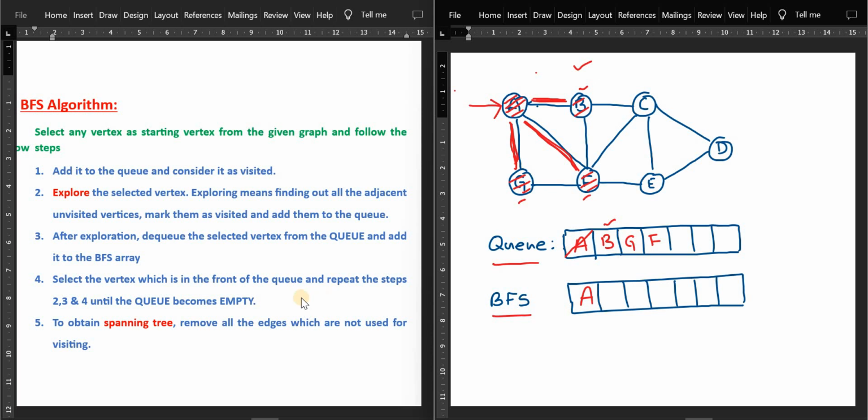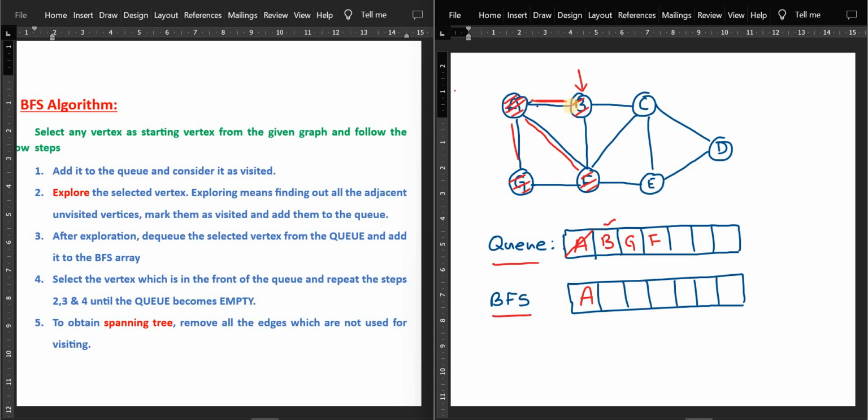Okay, so now you have to select the B and repeat the steps 2, 3 and 4 until the queue becomes empty. So now select the vertex B. Okay, and now repeat the step 2, 3 and 4. Okay, what is step 2? Explore. What is exploring? Exploring means finding out all the adjacent unvisited vertices.